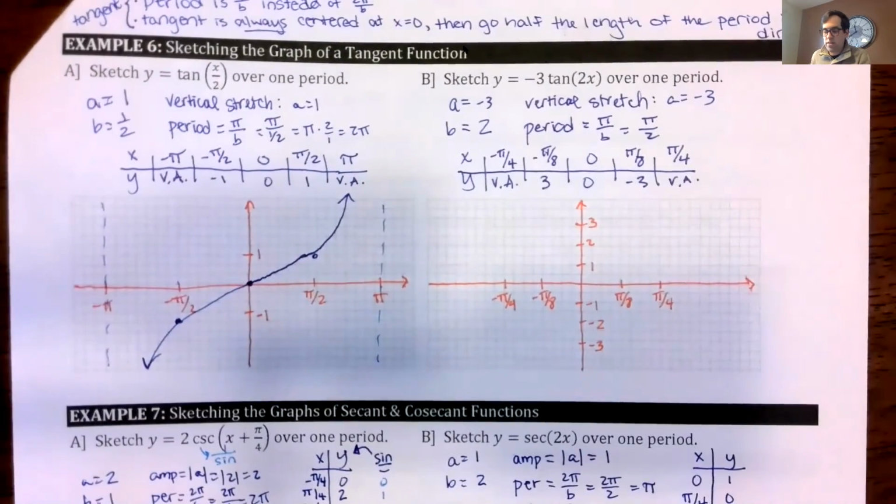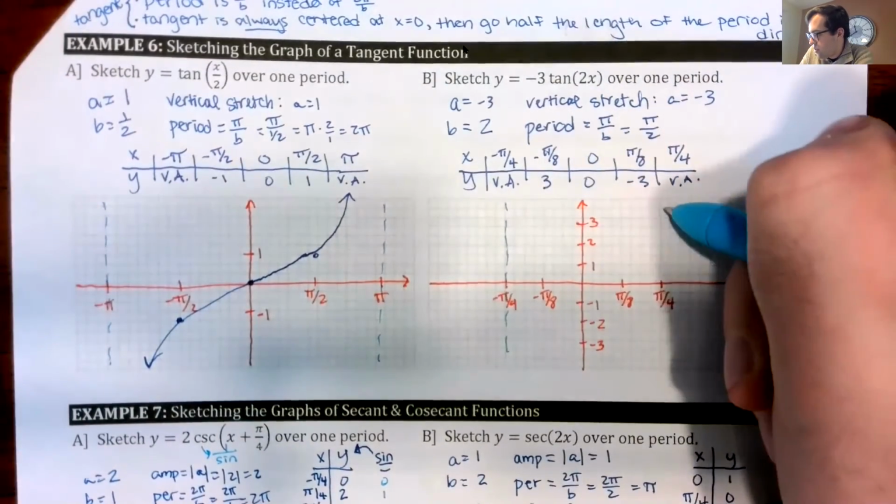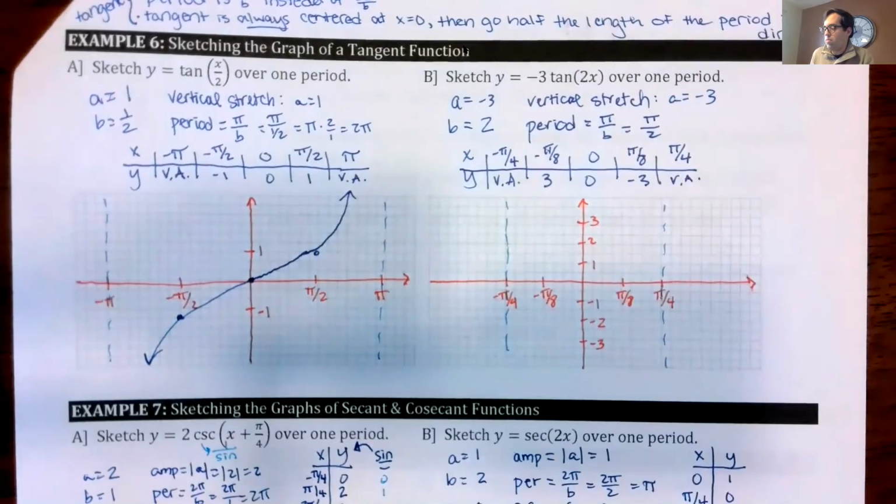Then we come down here to the graph. I'm going to make the vertical asymptotes first. Plot the points.